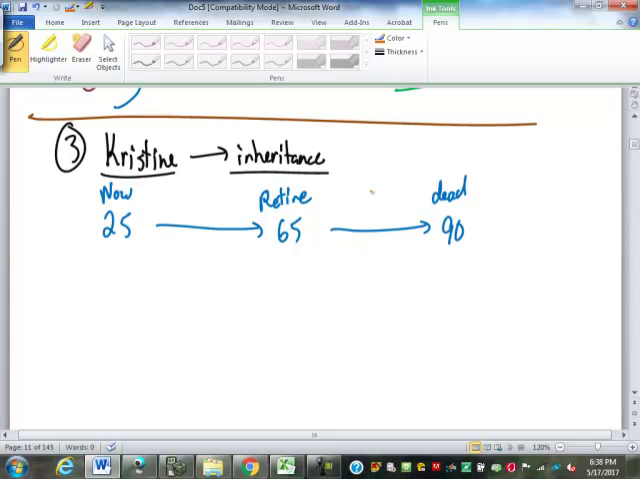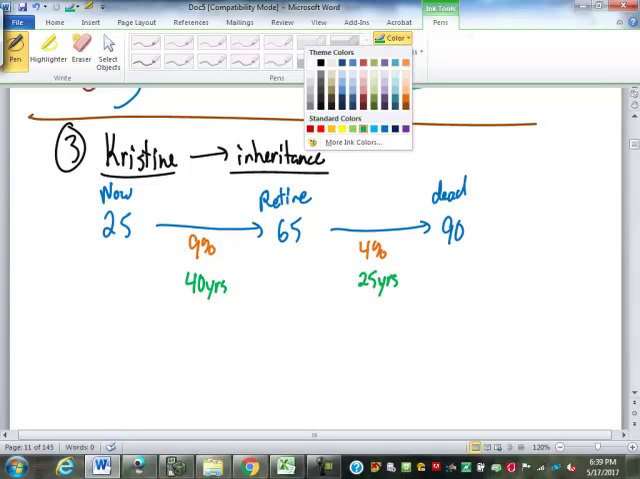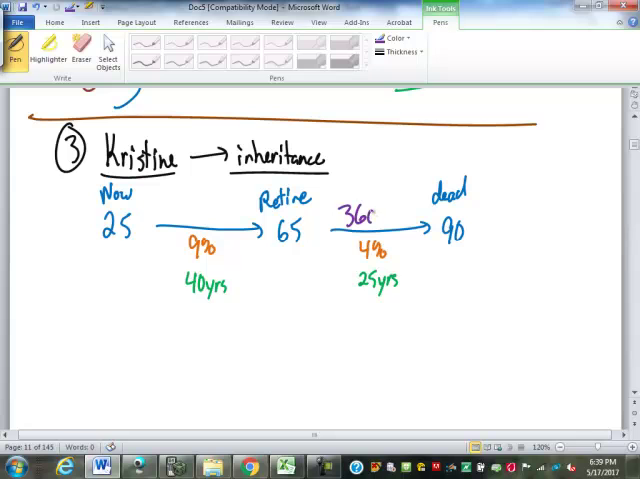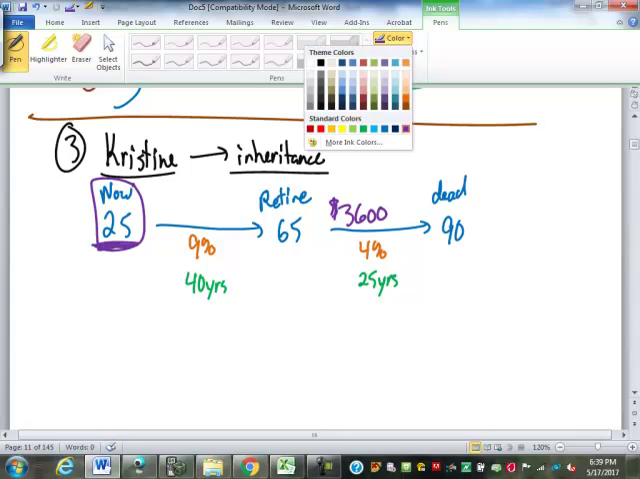While investing, Christine feels she can earn 9%, and that while drawing out, will only be earning 4%. Now, of course, we can do the math here to get 40 years on this side and 25 years on this side. What Christine wants to know is if she would like to draw out $3,600 a month in retirement, how much does she have to put away right now? The first half of this problem is identical to problems 24 and 25 on the test. It's the second half that becomes very, very different.